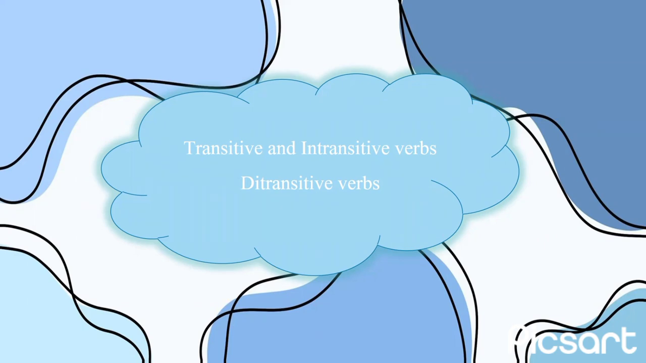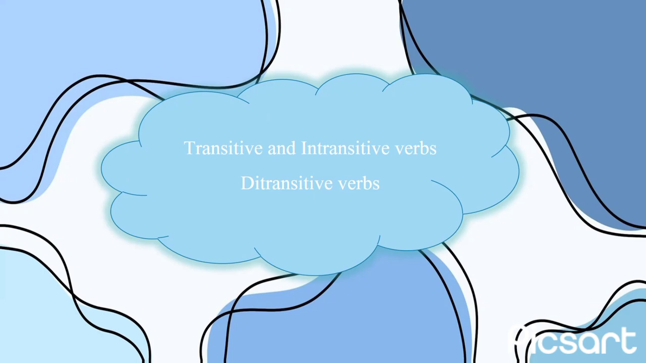For example, she ate an apple. So the transitive verb is ate and the direct object is apple. The next example is they built a sand castle. The transitive verb is built and the direct object is sand castle.